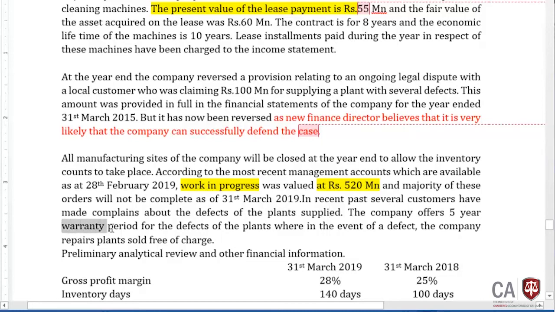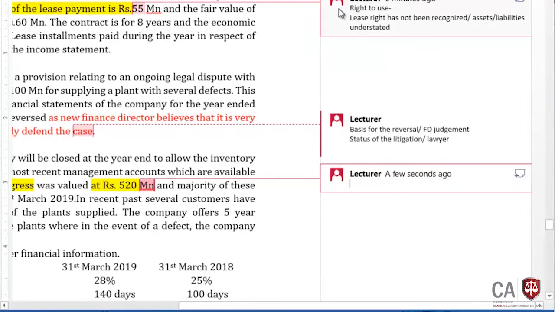So, now we have a question about whether they should recognize a warranty provision, right, for the defects of the plants, where in the event of a defect, the company will repair plants free of charge. Now, this has two issues, right. Now, again I am telling you how to write the answer. One is valuation. See, I am writing as assertion, valuation of work in progress. Here N is missing.